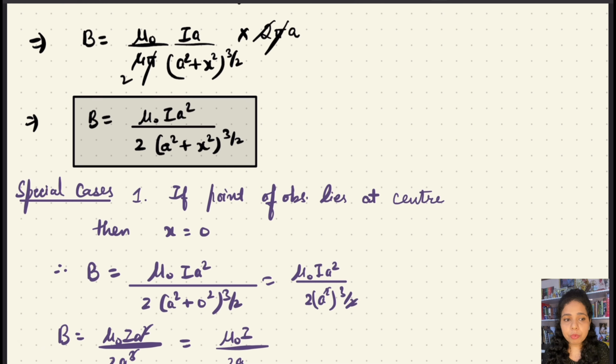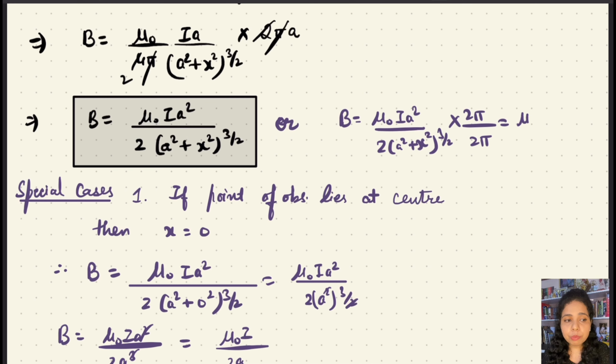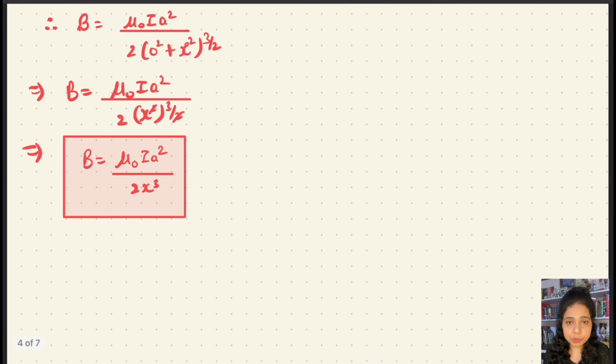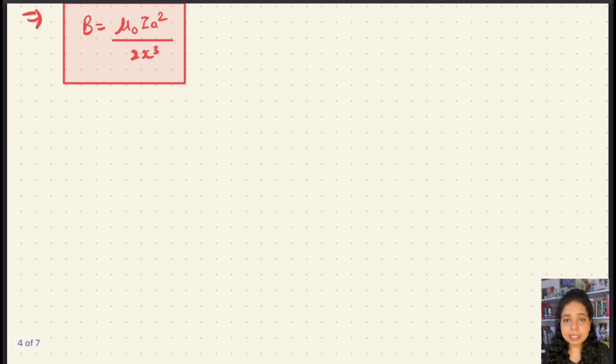So also we can modify this expression if we want to write it in the form of mu naught upon 4 pi. So mu naught I a square upon 2 (a square plus x square) raised to power 3 by 2. We will multiply it by 2 pi and we will divide it by 2 pi. So this expression could be modified to B is equal to mu naught upon 4 pi I a square upon (a square plus x square) whole raised to power 3 by 2 whole multiplied by 2 pi. So this is the other form in which we could write the expression. And this is all about the article which we have discussed today. So I hope you have understood this article completely.